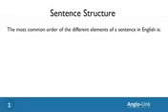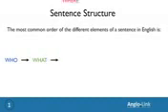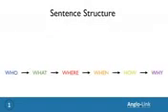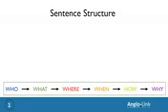When you're ready, we can begin with the first part of this lesson on word order. Word order, part 1. In this part, we're going to focus on sentence structure. The most common order of the different elements of a sentence in English is who, what, where, when, how, and why. Who, what, where, when, how, and why.